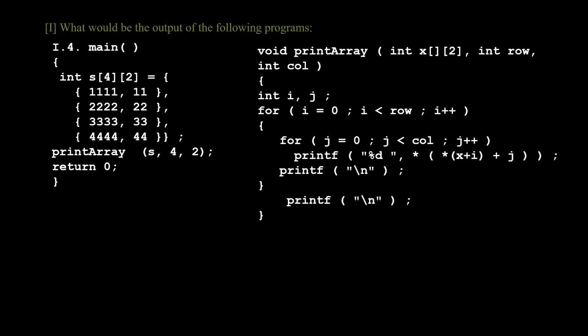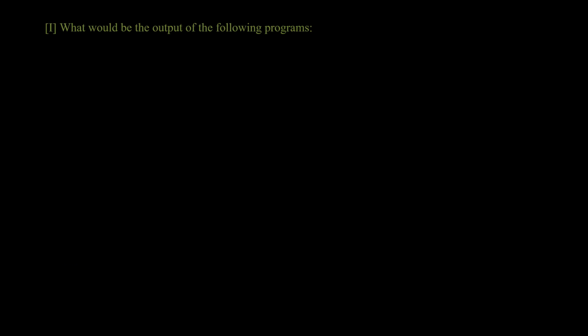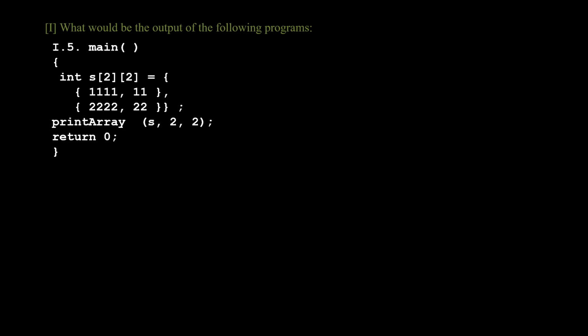Let us see the answer. Answer is actually printing the array as it is because x plus 0 will be pointing to the first element of the array and so it will be x of 0, 0 and then x of 0, 1. So that is how they are printing using the pointer. Let's see the fifth question.